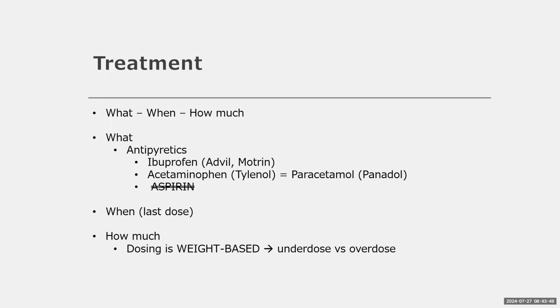And then the next question is when. When is the last dose of medication that you gave? As I mentioned, it can change how you assess the patient because the medication might have masked some of the symptoms that you're seeing. And then the last one is how much. Medication in pediatrics is always weight based. It's very common that parents will underdose or overdose a kid, so every time parents self-treat their kid at home, you need to make sure that they're actually giving the right dose of medication for the kid.